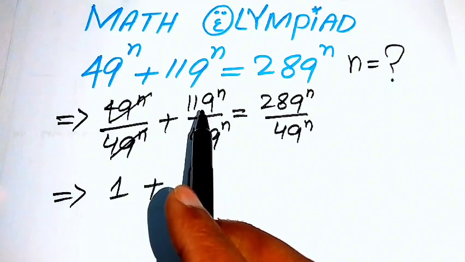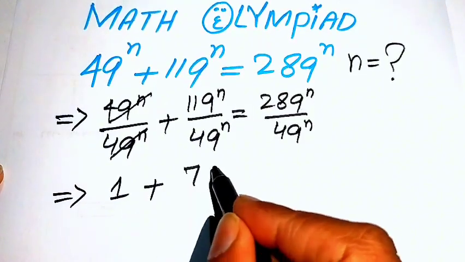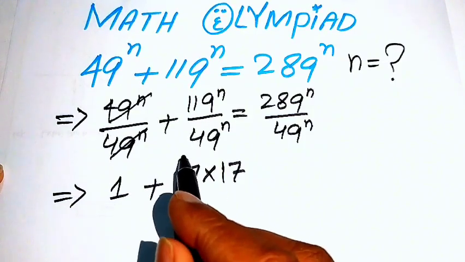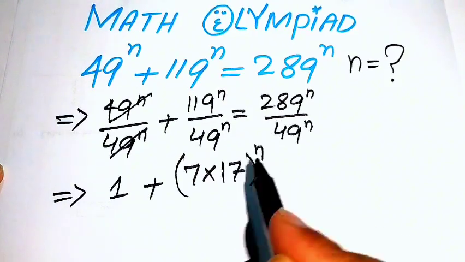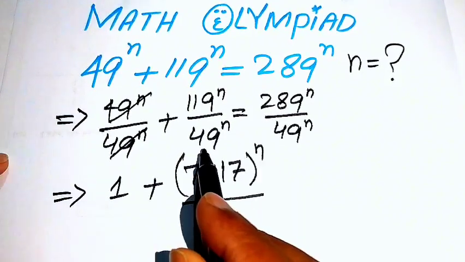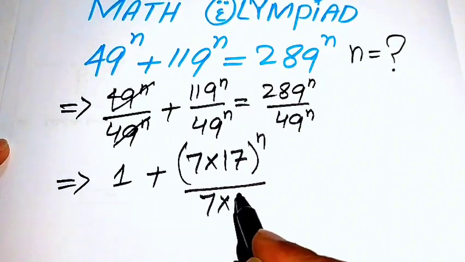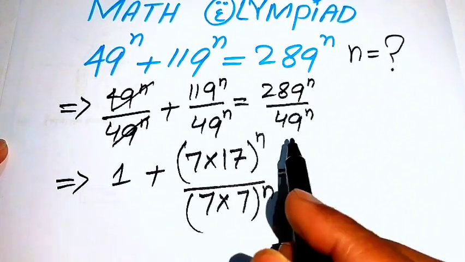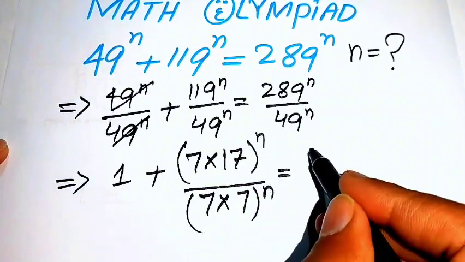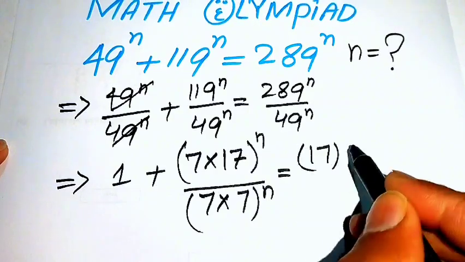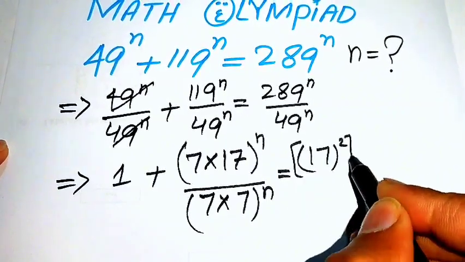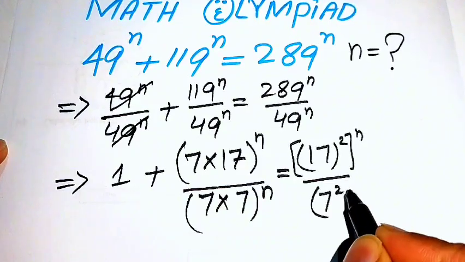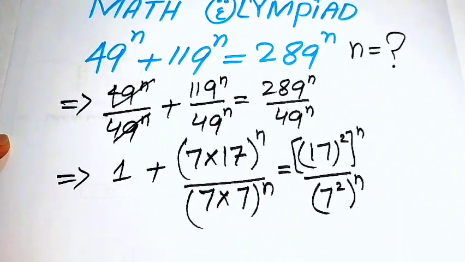So we write this 119 as 7 multiplied by 17. So we know that 17 times 7 becomes 119, and this whole divided by 49. So we write this 49 as 7 multiplied by 7 and its whole power n, and this whole equals, we have 289 and we write it as 17 square and its whole power n divided by, we have 49 and we write it as 7 square and its whole power n.